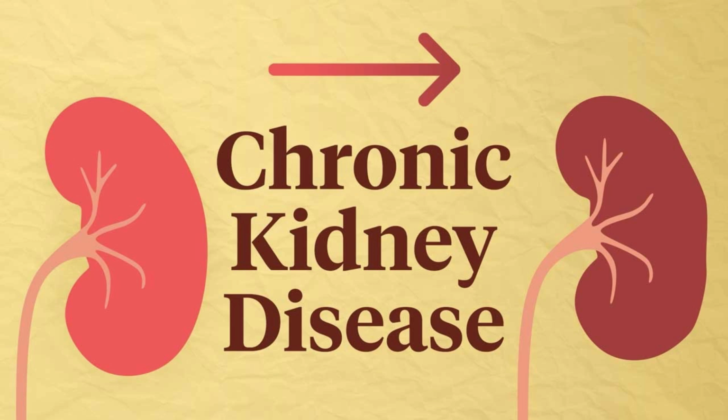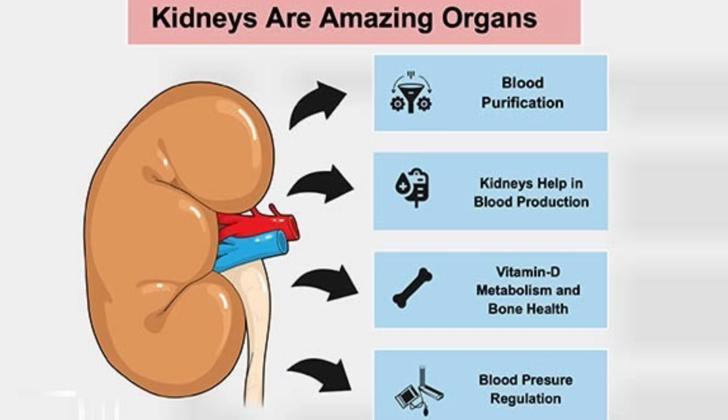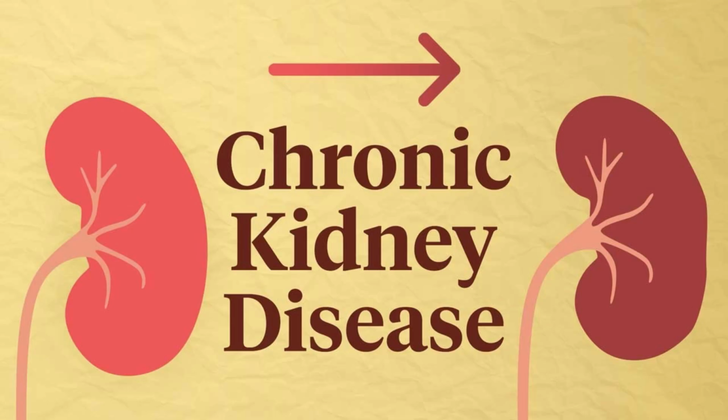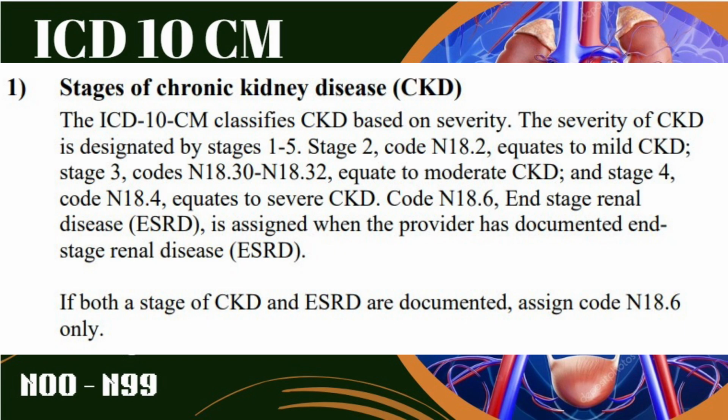Chronic kidney disease, also known as chronic kidney failure, is the gradual loss of normal kidney function. The kidneys filter waste and excess fluids from the blood, which are then removed in the urine, right? When these functions are disrupted, it results in chronic kidney disease, or in short CKD. Under this, the first point is stages of chronic kidney disease, CKD.